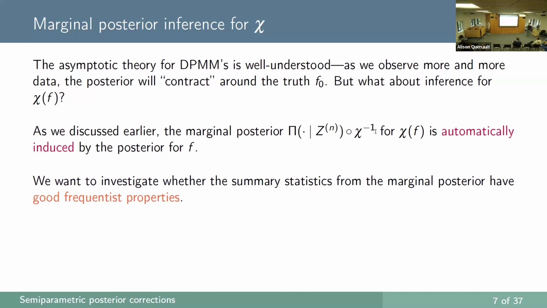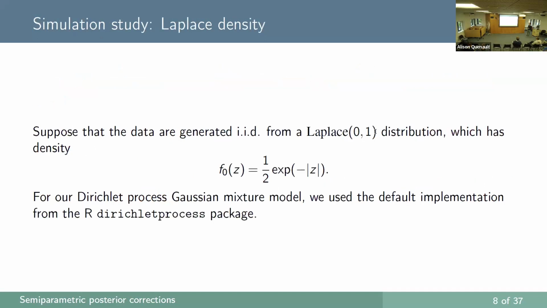We want to find out whether the inference from this marginal posterior has good frequentist properties. So we just did a very simple simulation study. We generated data from a Laplace distribution. A Laplace distribution is when you glue two exponential distributions together, so it has a little bit of a spike in the middle. That spike is key to why we chose it, because it's not quite smooth at zero. So what we'd expect to happen if we use a Dirichlet process mixture model with normal densities is that you might oversmooth where you shouldn't be smoothing too much, and that might incur a bias. So that's what we did. We generated data repeatedly from this Laplace distribution, and we just used a highly optimized routine from an R package.